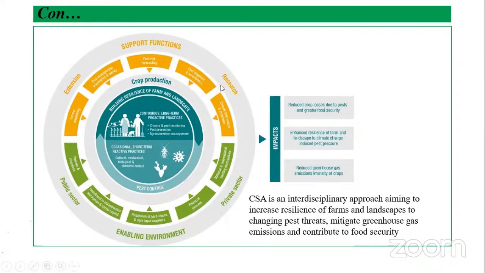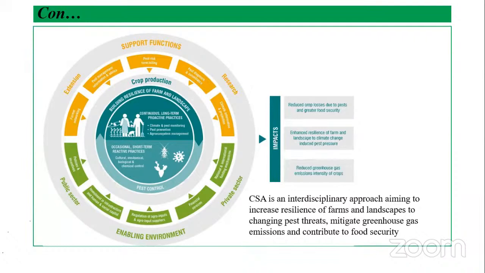So for this, research is highly contributing. The private sector is also contributing. There has to be an enabling environment. The public sector has to get involved, and the extension service has to be functional. So what is the final impact of this? The final impact, as you can see from these 3 bullets, is reduced crop losses due to pests and greater food security. Okay, in a well-managed landscape, we can reduce pest losses or loss of crop due to pests or diseases like insects, weeds, or any type of pest, and we can have a greater food security.